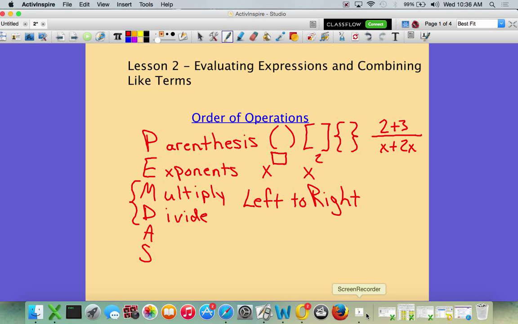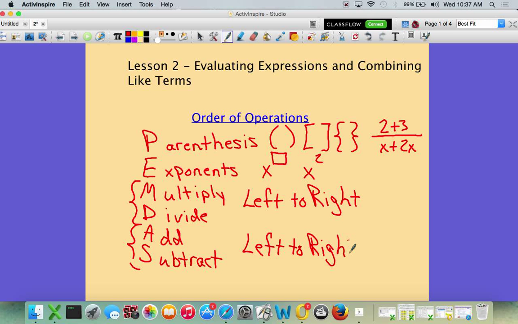And then, after that, we do our last two letters here too. They are adding and subtracting. They also work together. As you know, these are inverses of each other, so they do kind of work together. These are also from left to right. And whatever you see first from left to right, you deal with.